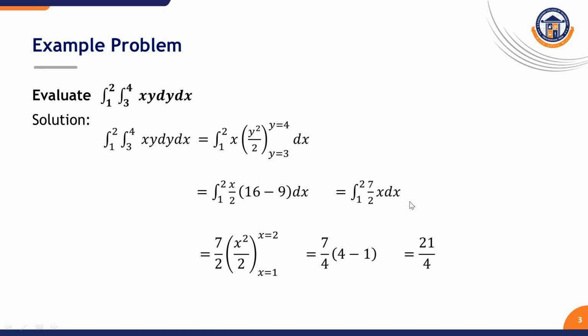Next integrating with respect to x. Integration of x is nothing but x squared by 2, limit varies from 1 to 2. Substituting the upper limit minus the lower limit. Here 1 by 2 is constant, take outside, so we get 7 by 4. The upper limit is 2, 2 squared is 4, minus lower limit 1, 1 squared is 1. 4 minus 1 we get 3, 3 sevens are 21 by 4. This is the solution for this integral.